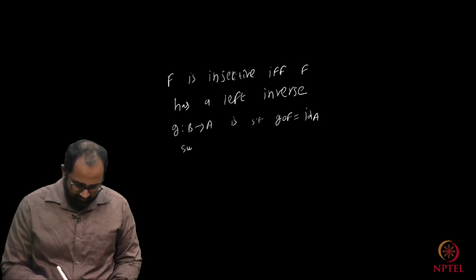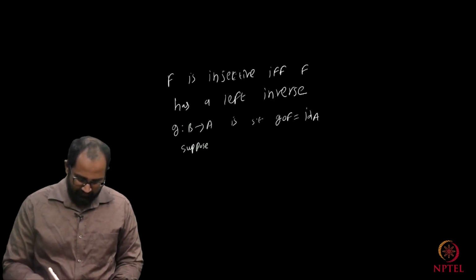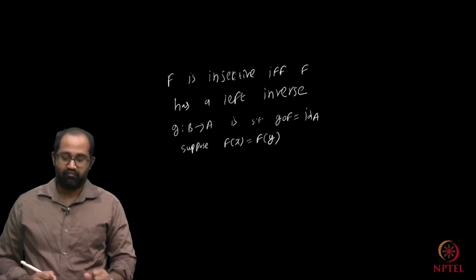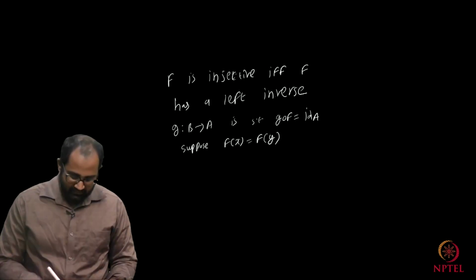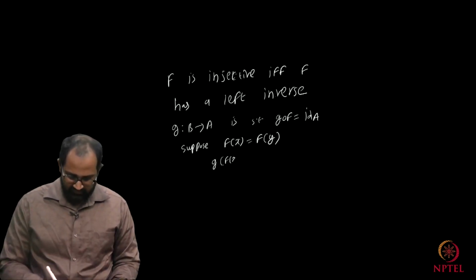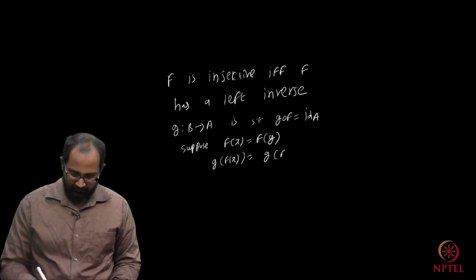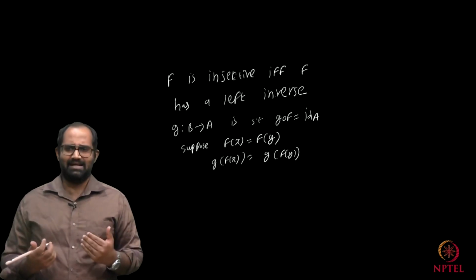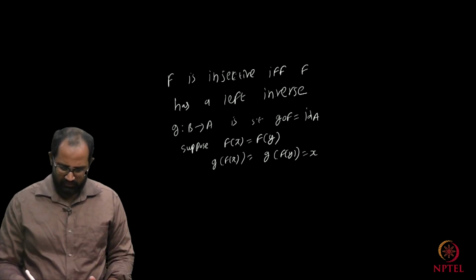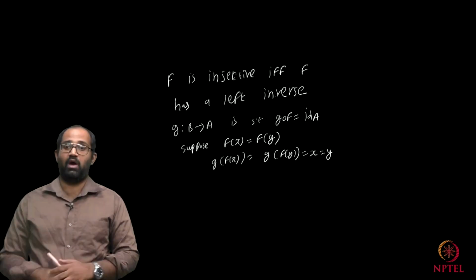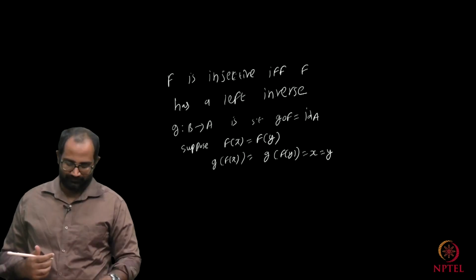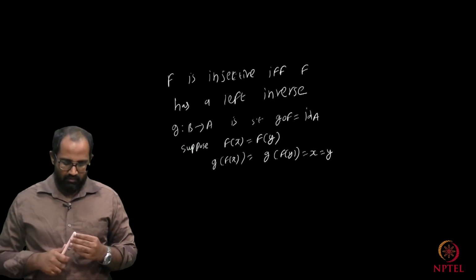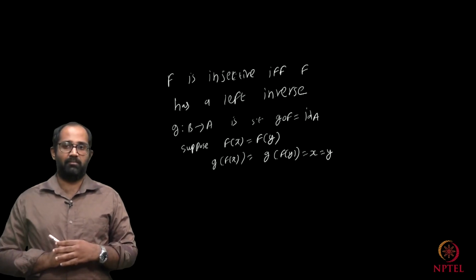Well, suppose f of x equals f of y, then g composed with f of x equals g composed with f of y, but g composed with f is just identity. So, this is simultaneously equal to x, and also equal to y. In other words, that means x is equal to y. So, this shows that if you have a left inverse, then f has got to be injective.